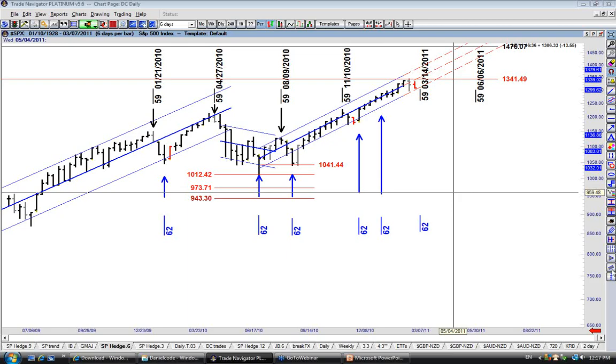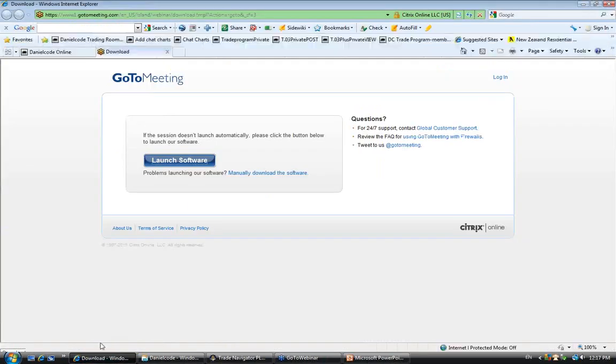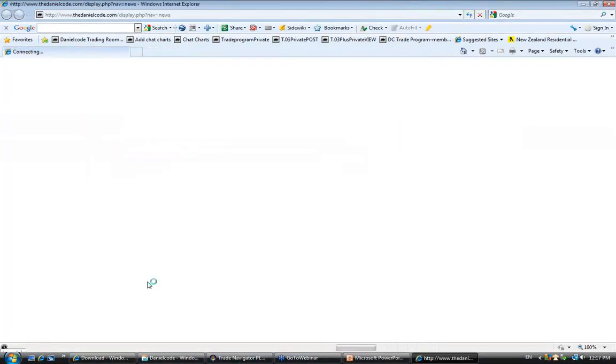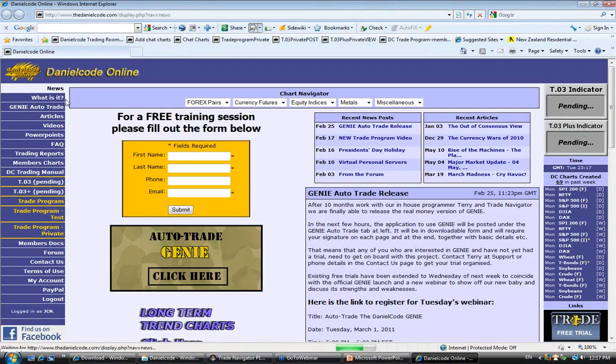Would the GENIE still be in the 3-3 signals and ES and YM shorts today? No, it was a 3-3. If you have a look at the specs for the GENIE, I'll just show you that. That was something that was in the previous PowerPoint version that got mangled. This should now be able to see the Danielcode website coming up shortly, and when it does, I wanted to show you the page that's listed under the heading GENIE Auto Trade, second from the top.